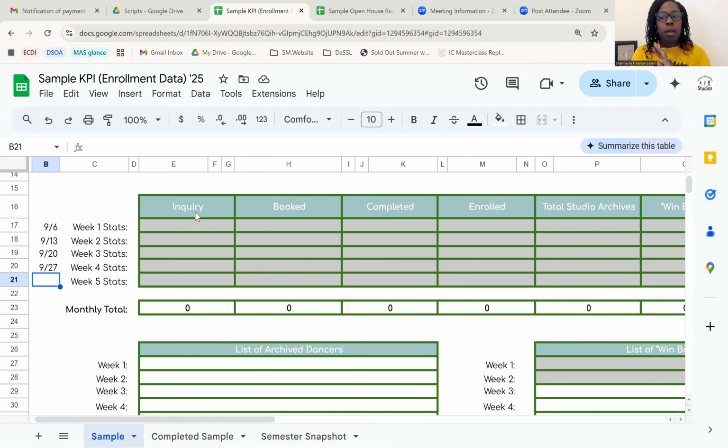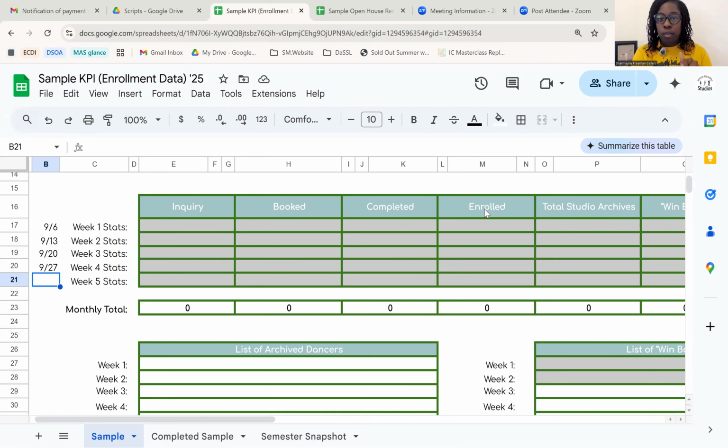So inquiry, every family that has signed up for open house; booked, every family that paid; completed, every family that showed up; enrolled, every family that joined. We'll get into the rest of the spreadsheet going down the other columns later, but for right now, those are the most important things. So inquiry, booked, completed, and enrolled.